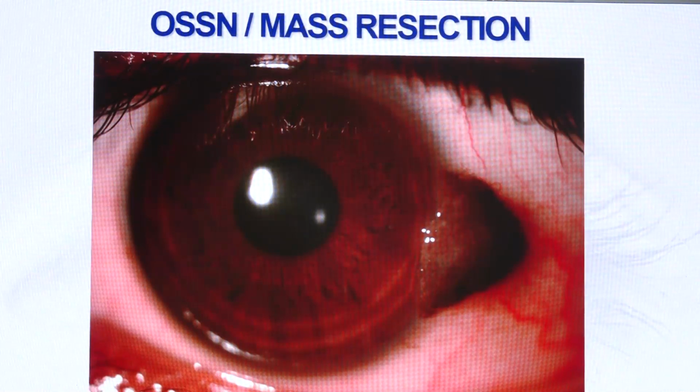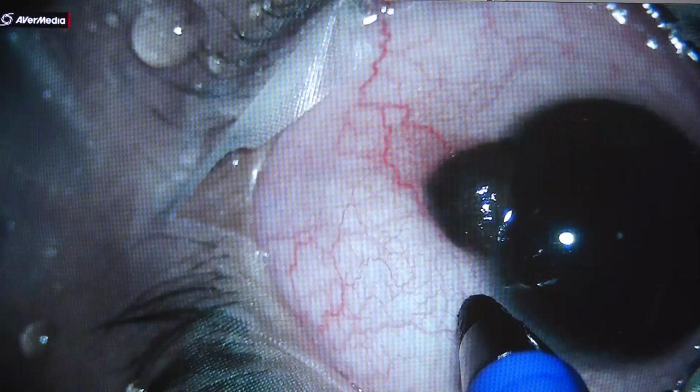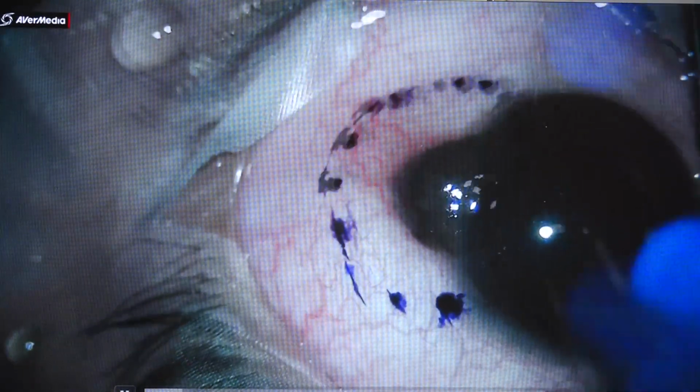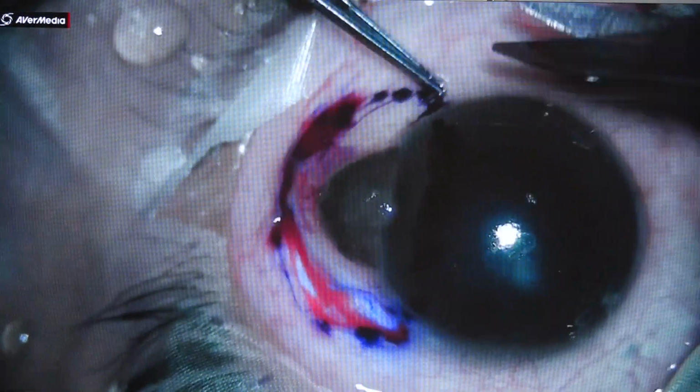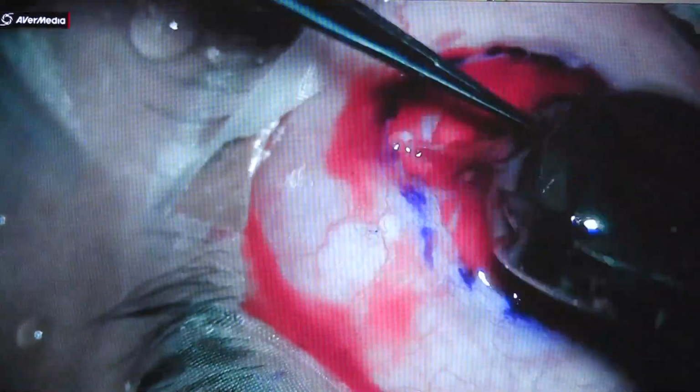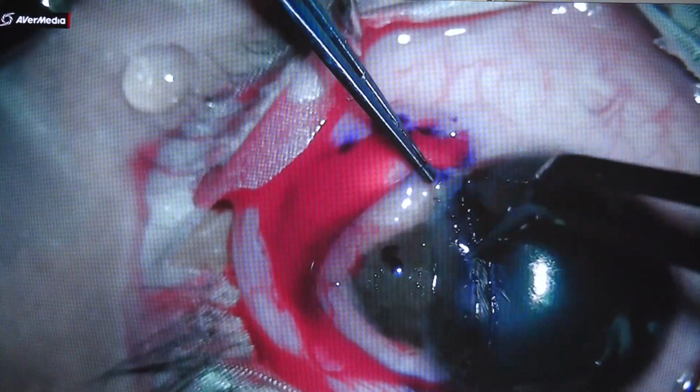Another indication is to remove OSSN or any suspected mass. Here, what you need to take care is you need to have an adequate free margin on all the sides, including the epithelial side, which needs to be sent for histopathology.